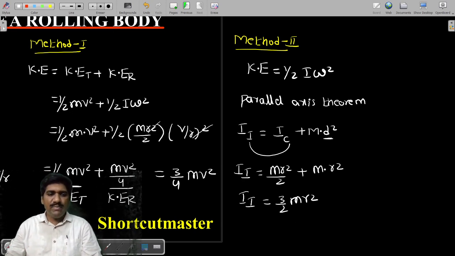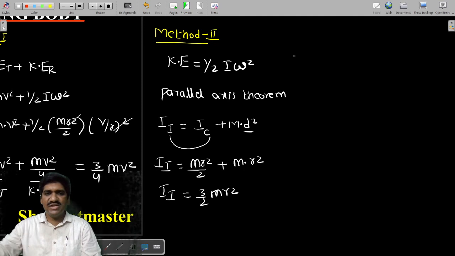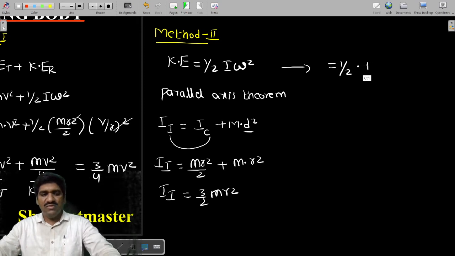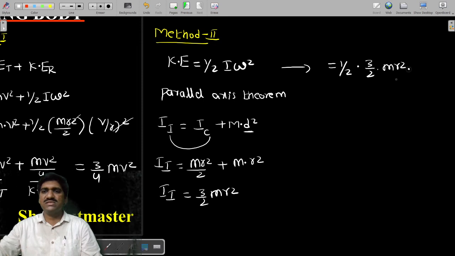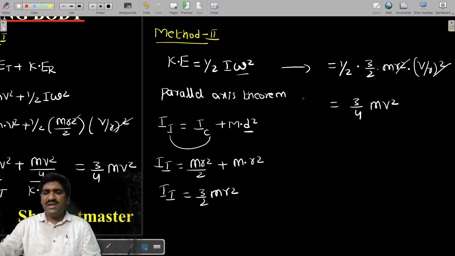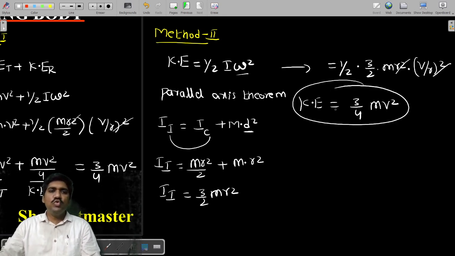Now I am writing the final step. Half I omega square is half times 3 by 2 m r square times omega, where omega is v divided by r whole square. The r square gets cancelled, and we get 3 by 4 m v square. Are you getting the value in one single step? Yes, but you should be able to apply the parallel axis theorem.